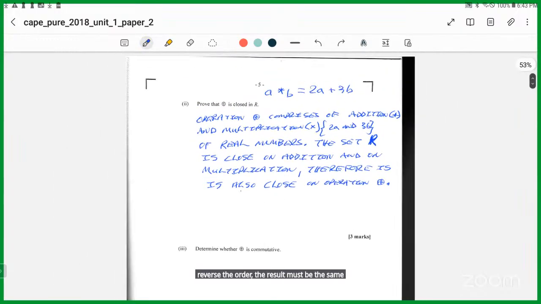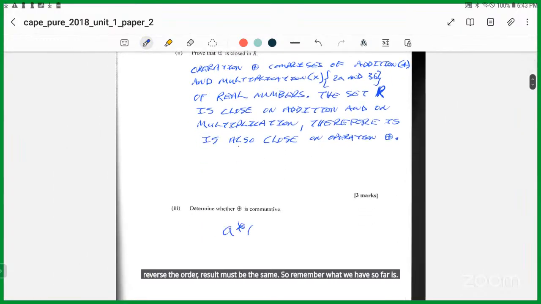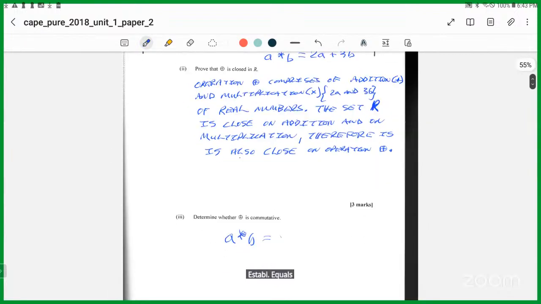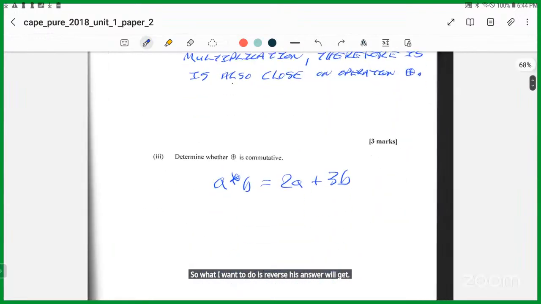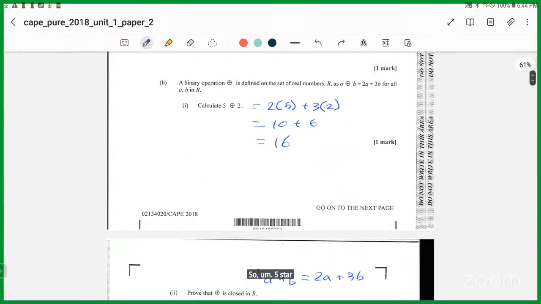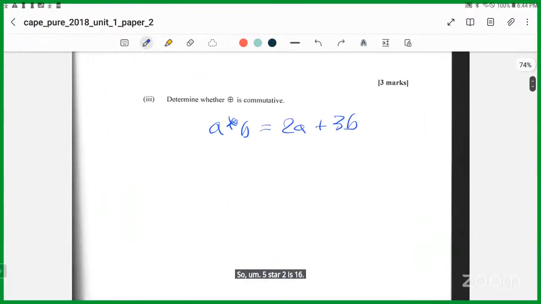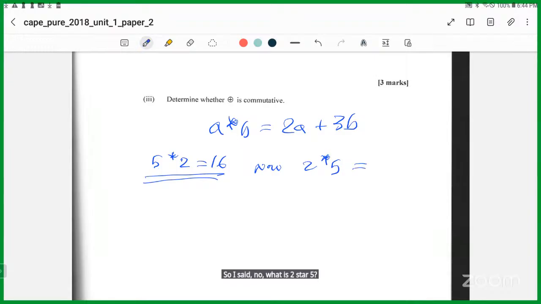So remember, what we have so far is A star B equals 2A plus 3B. And we already worked out that 5 star 2 is 16. So what I'll do is reverse this and see what we get. We have 5 star 2 is equal to 16. We have this already. So now, what is 2 star 5?